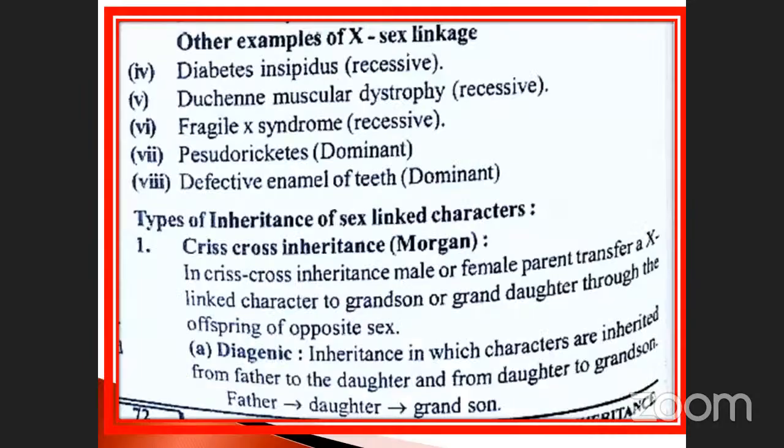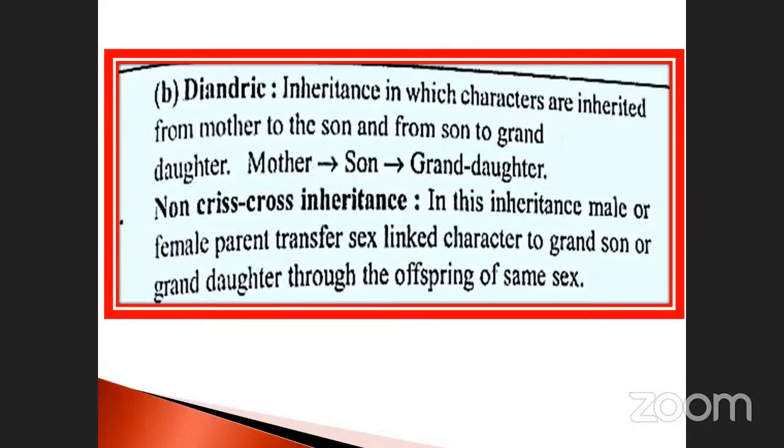Diagenic starts from the father to grandson. In between there is a female, because the female is a carrier. Already we saw it, isn't it? And likewise, the diandric is also another type of inheritance. It starts from the mother, that means female to female. In between is a male, who is a carrier.